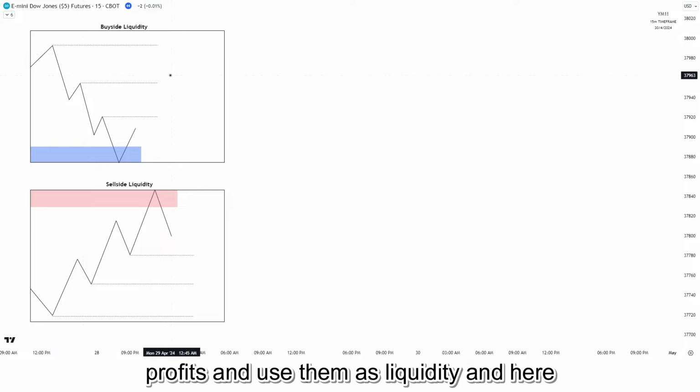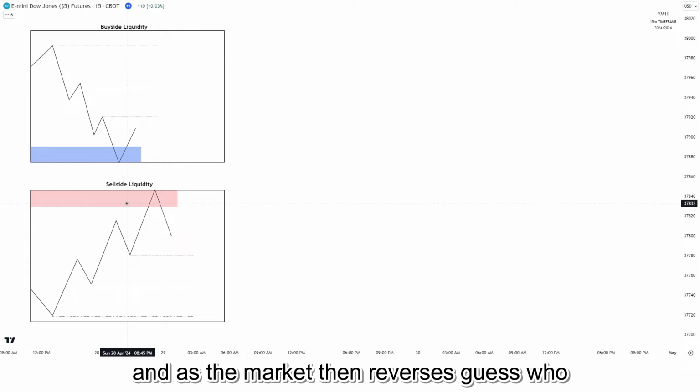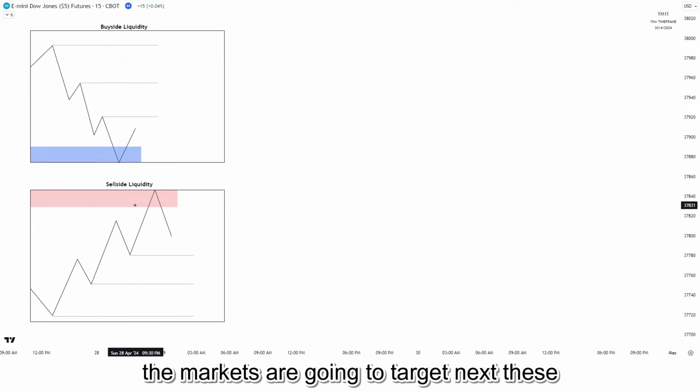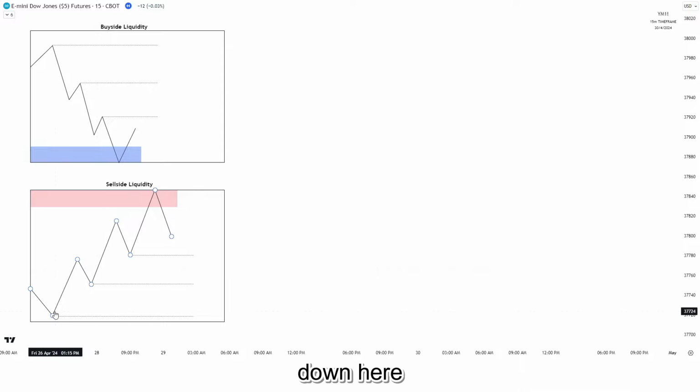And here for the sell side liquidity example, we've been making higher and higher and higher prices until we reach up into this red box, which is this ceiling. And as the market then reverses, guess who the markets are going to target next? These traders, and these traders down here.